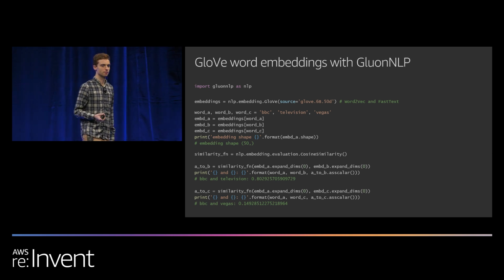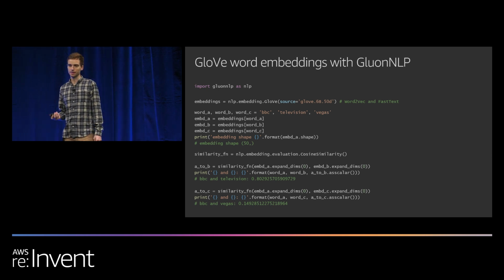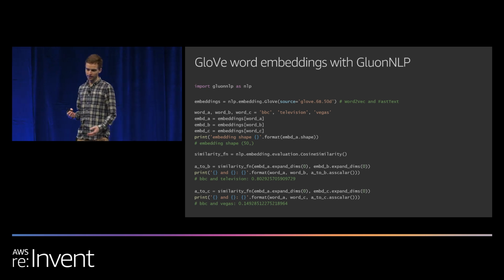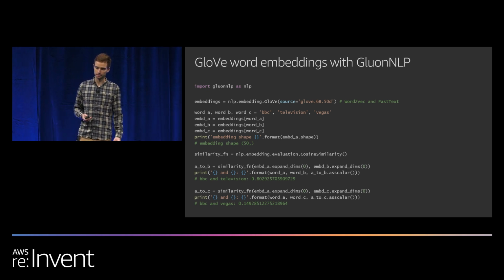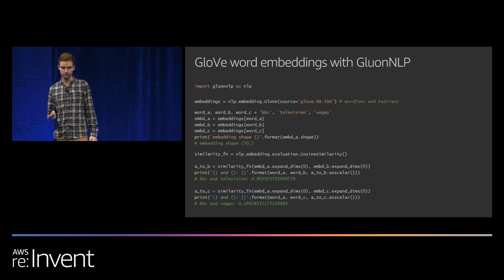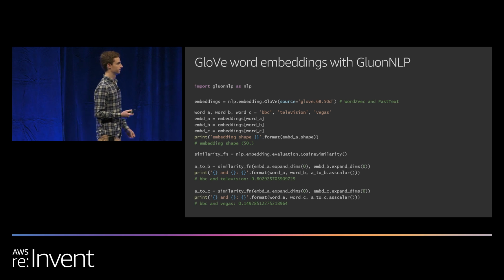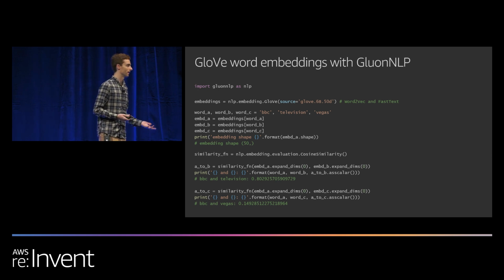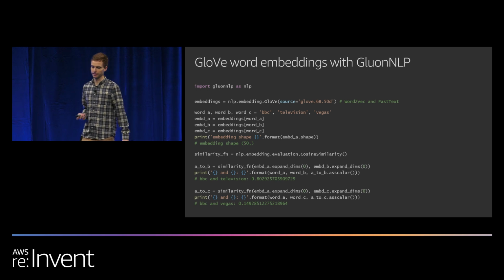Gluon NLP has a number of utilities to help do all these comparisons. So it's got cosine similarity for one. And we can use this to compare these 2 word embeddings and see the similarity between them. So for BBC and television, if we run it through the similarity function, we can see they're 80% similar in this word embedding space. But if we compare BBC and Vegas, well, these 2 words are semantically not as similar. So they're similar at about 15%. So you can see we've got some semantic understanding in these embeddings.